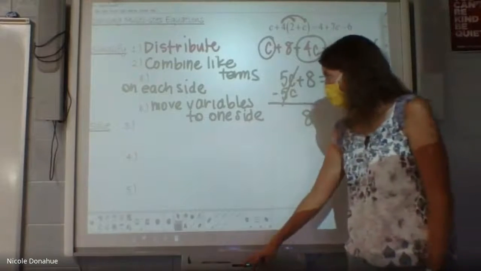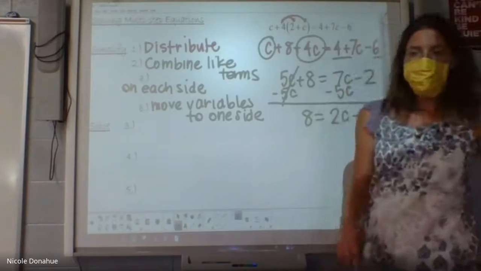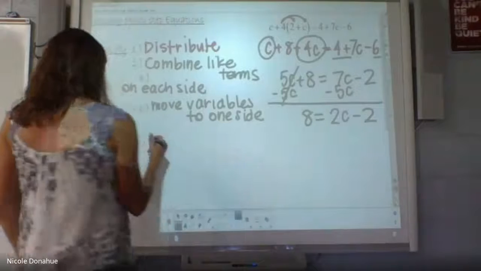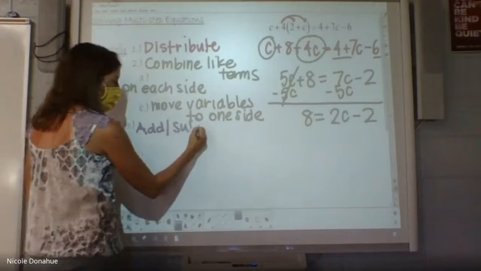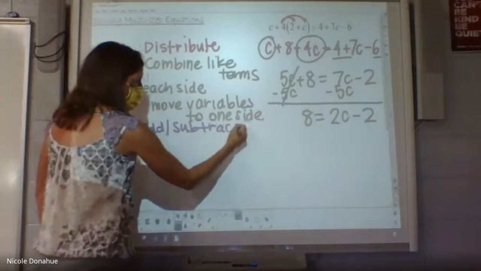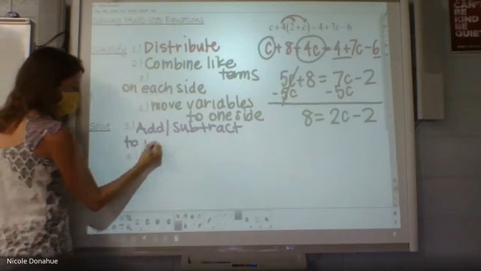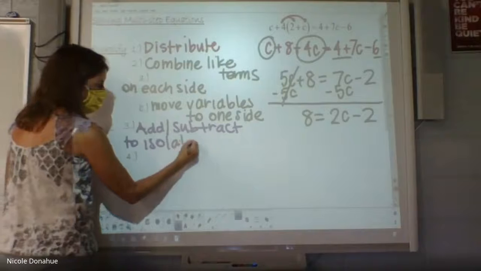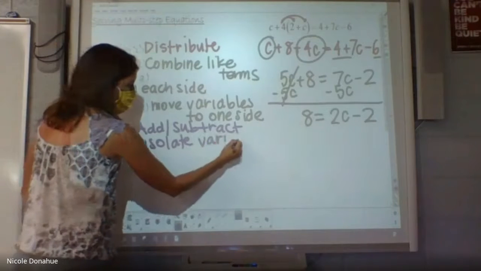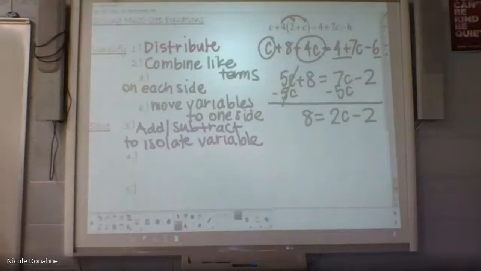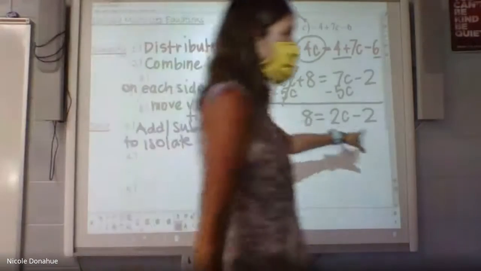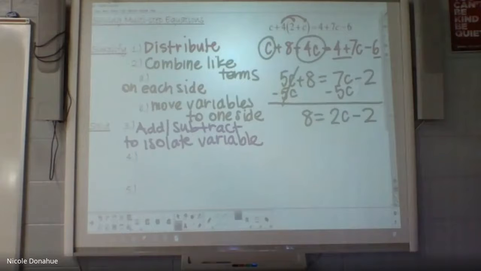So now at this point, I need to get the variable alone. So I'm going to add or subtract to isolate the variable. So we're going to add or subtract to isolate the variable. So I want to get that C alone. So what am I going to do? Add 2. I'm going to add 2.